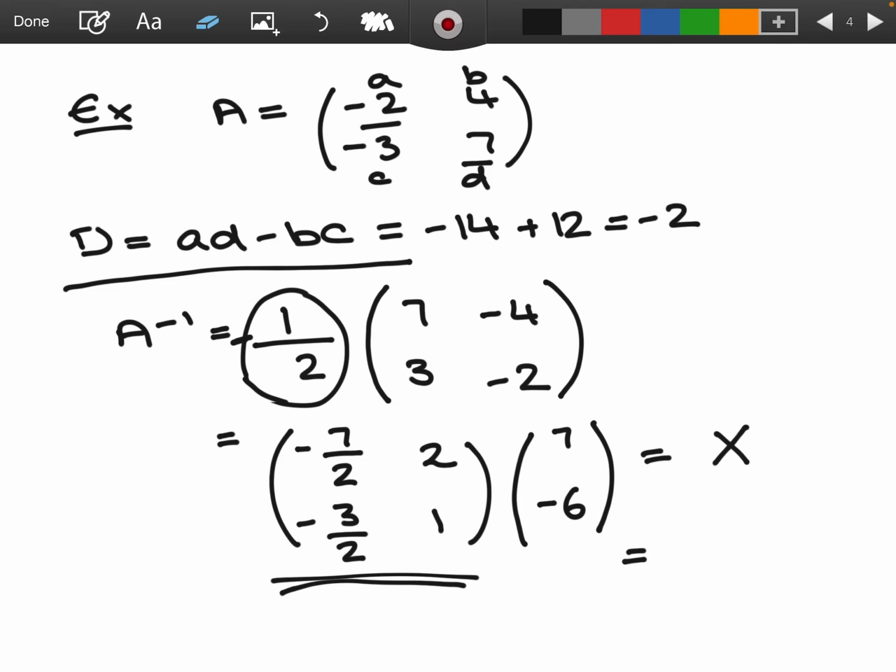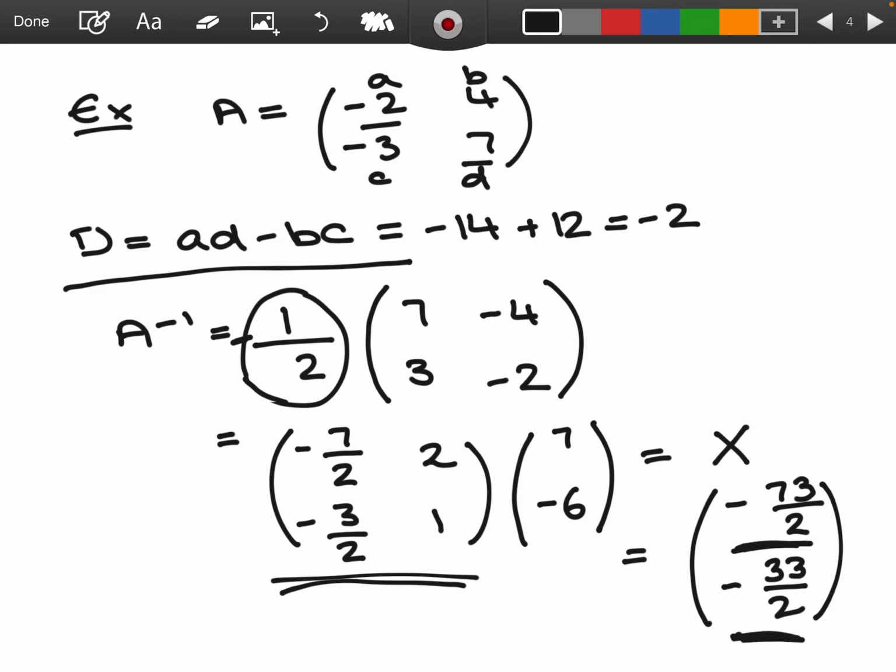So if we multiply these two together to find x by using our row, dot product with the column, etc., you should find that x is equal to negative 73 over 2 and negative 33 over 2. So this would be our x value and this would be our y value for that given system that we had before. So finding A inverse is very, very useful in these situations.